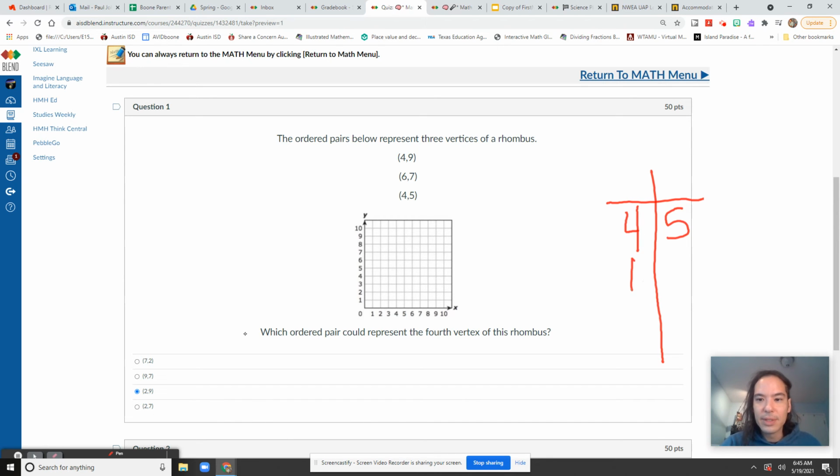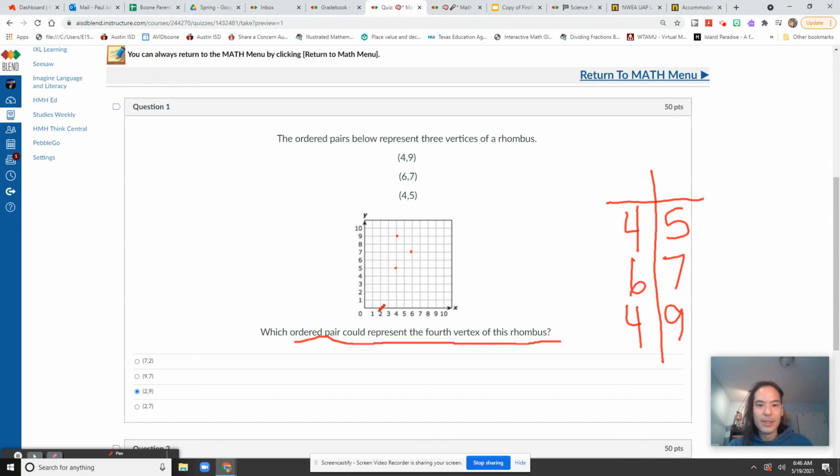4, 5, 6, 7, 4, 9. So let's look. We have 4, 5 right there. We have 6, 7 right there. We have 4, 9. Sorry, 4, 9. They messed up on this one, I think. Oh, no, they didn't. Which ordered pair could represent the 4th vertex of this rhombus? Aha! So where can we put a dot that'll make this a rhombus? Is it going to be at 7, 2, 9, 7, or 2, 7?